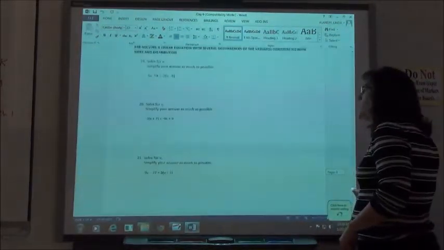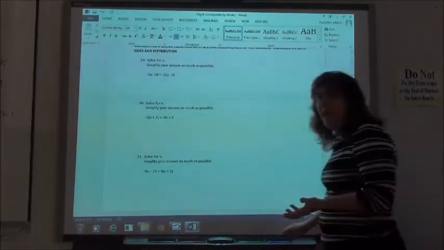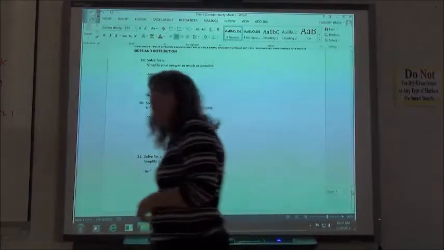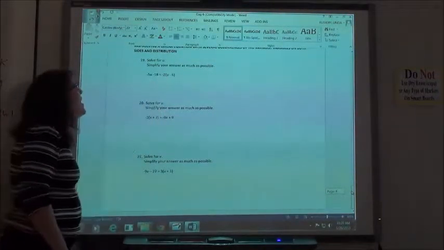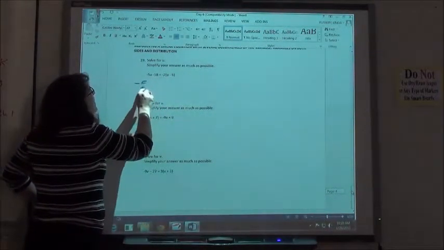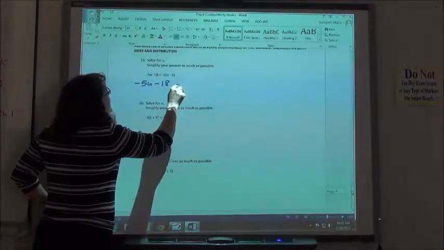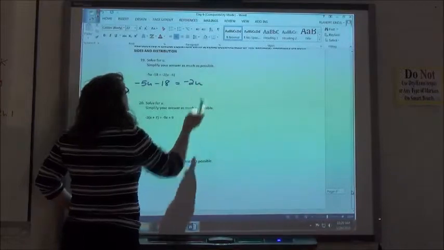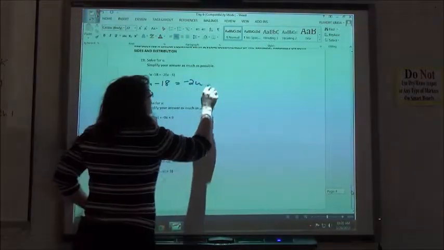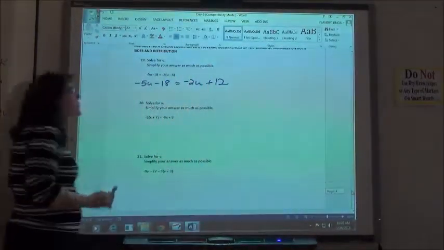And 19, 20, and 21 still has the parentheses, but on this one I'm going to end up with a number and a variable on both sides. But still the first step is always getting rid of those parentheses, so we're going to do that first. I have negative 5u minus 18 equals, on the other side, negative 2u, and then a negative times a negative gives me a positive 12.